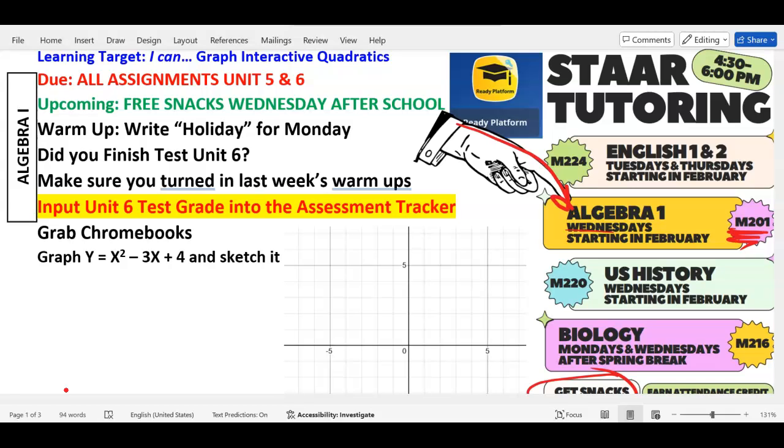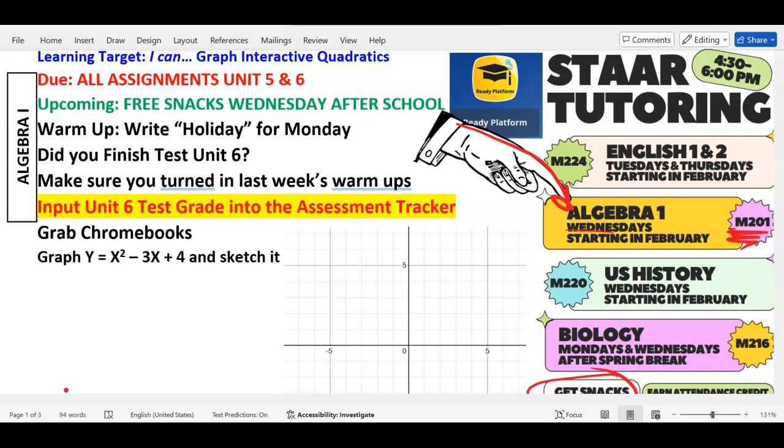All right, well, anyways, back on track. Did you finish the test on Friday? If not, you're taking it right now, right? If you didn't turn in your warm-up on Friday, you need to make sure you turn it in. Make sure you put absent on the day you were absent. And for Monday's warm-up, it's not this, because today's not Monday, right? Monday's warm-up, you should write holiday or President's Day or whatever, okay?